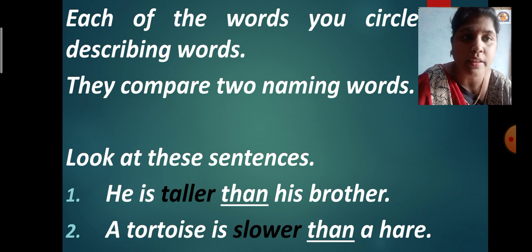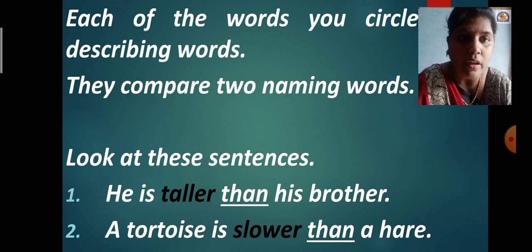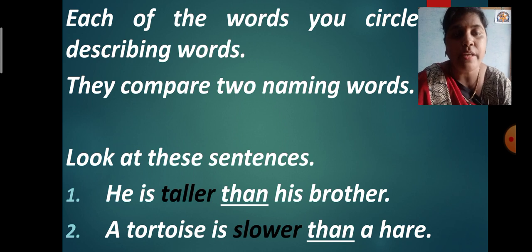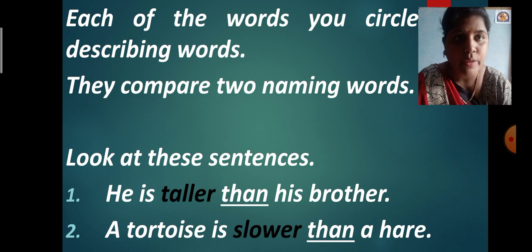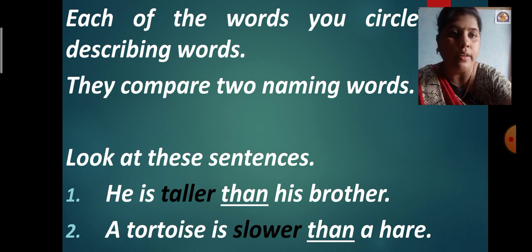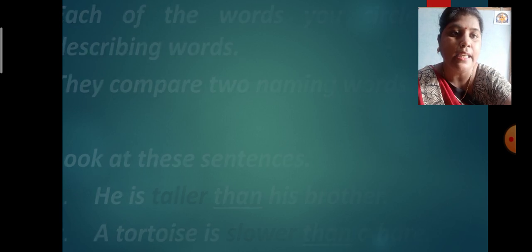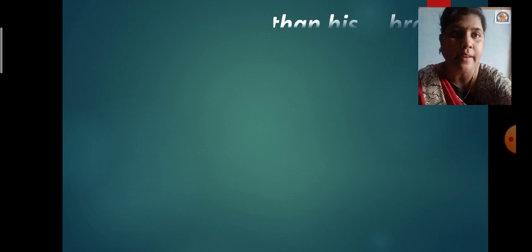Than his brother. When we do a comparison, we use words which end in er, and we also use the word than. We are comparing. So whose comparison we are doing, that we write initially, and with whom we are doing the comparison, that we write after the word than. So I hope you understood these sentences. Let us see more sentences here.